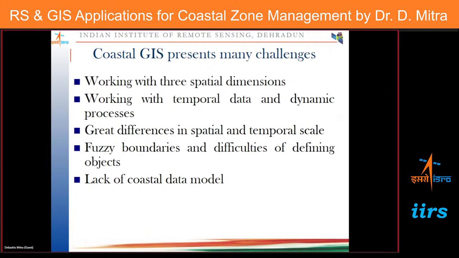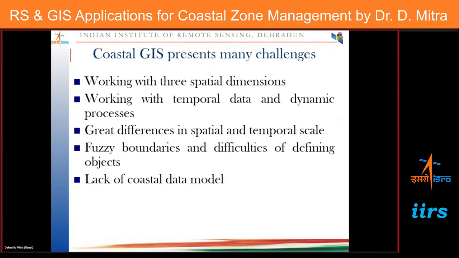The coastal boundaries are highly dynamic, and the boundaries are very fuzzy, so we have difficulty in defining objects. Also, unfortunately, we have a lack of a coastal data model. There is no data model available which can incorporate all sorts of data. People are working on a coastal data model. Unless you get a proper data model, your GIS cannot be successful. So that is not available nowadays.